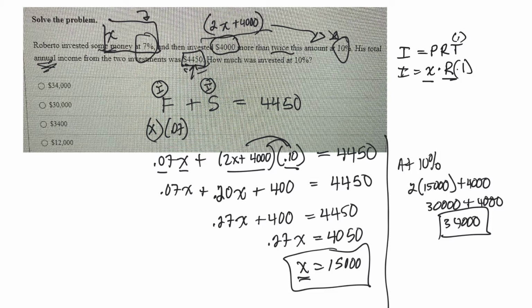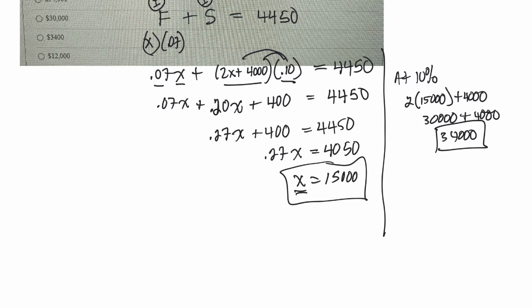Now you can test this too, hey? Just test to see if it's correct. So if I take 15,000 and times it by 0.07, that gives me 1050. So I just want 15,000 times 7%. And then if I take 34,000 and times it by 10%, that'll be 3,400. And if I add those two together, I better get the amount that they said. And it looks like I do. Okay, so there's how I would approach that question.